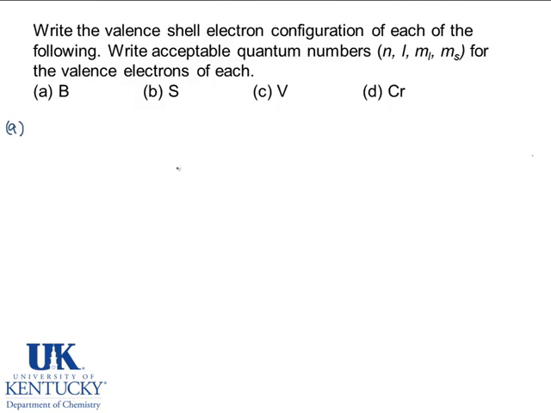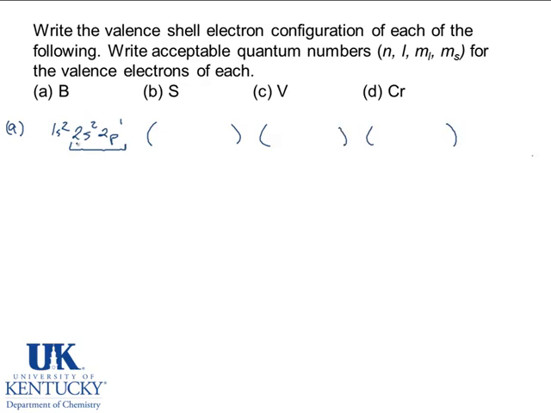So let's write that down: 1s2, 2s2, 2p1. Now the valence shell are all electrons with the highest n. So this is my valence shell, 2s2, 2p1. There are 3 electrons there, so we would need 3 sets of quantum numbers.